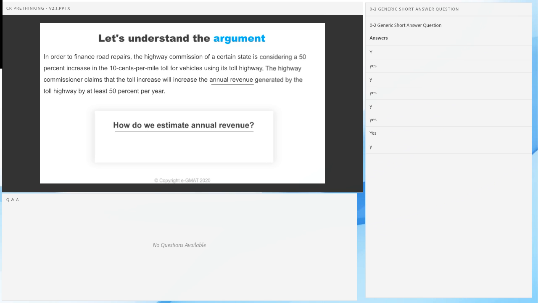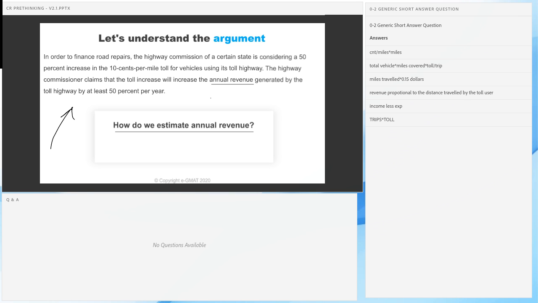Okay, so how do we estimate annual revenue? I want you guys to tell me. Given this argument, how do we estimate annual revenue? What's the relationship that we're going to use to estimate annual revenue? Okay, someone says trips per toll, miles traveled times $0.15, proportional to distance traveled.